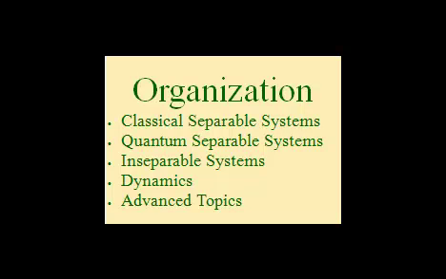The organization of this course and this text is rather straightforward. We have 5 parts, namely classical separable systems, quantum separable systems, inseparable systems, dynamics, and advanced topics. What do we mean by a separable system? A separable system is a system in which, even though there are a lot of atoms present, we can calculate carefully the behavior of 1 or 2 atoms, and having done that, the rest of the system falls into place with a minimum amount of work.